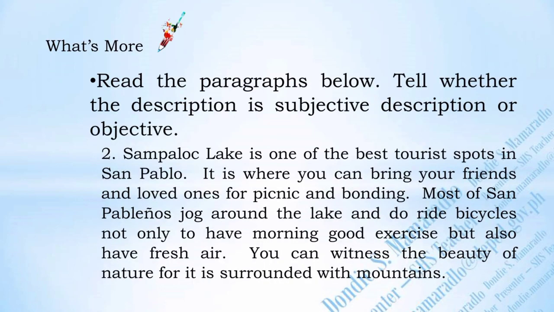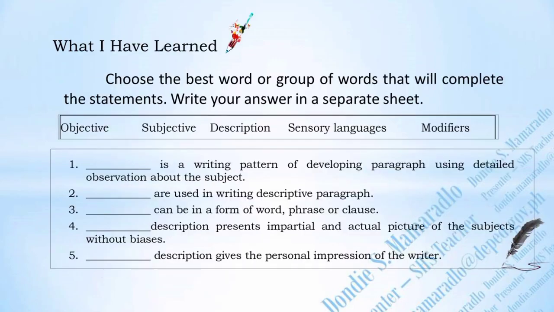Let's have number 2. Sampaloc Lake is one of the best tourist spots in San Pablo. It is where you can bring your friends and loved ones for picnic and bonding. Most San Pablenos jog around the lake and ride bicycles not only to have a good morning exercise but also to have fresh air. You can witness the beauty of nature for it is surrounded with mountains. I hope you did it correctly.